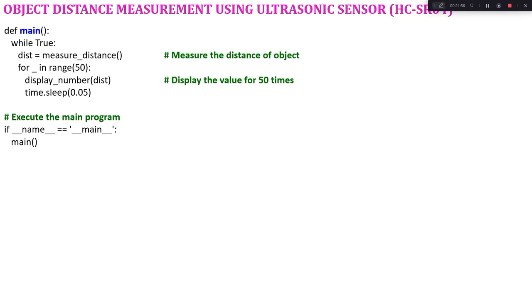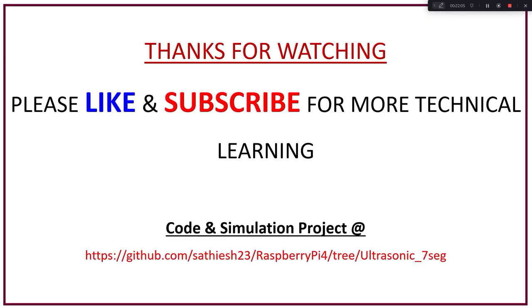So in this tutorial, I talked about how to measure the object distance using HC-SR04 Ultrasonic Sensor using a Raspberry Pi 4 module.